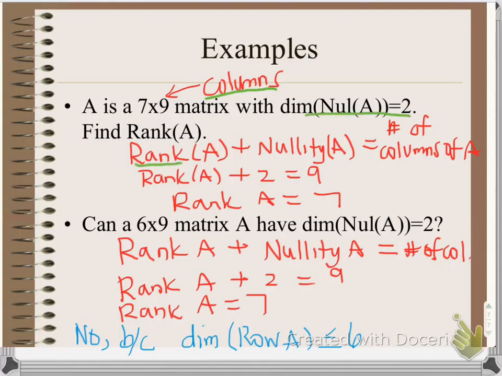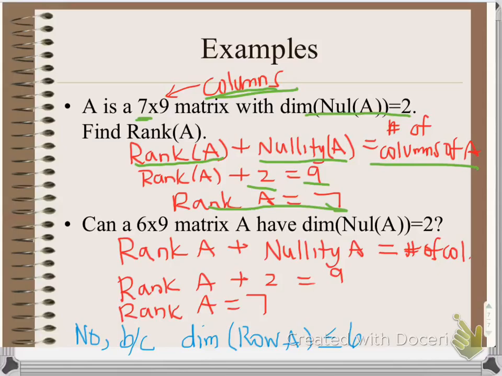Well, we know the rank of A, which is the dimension of our column space, plus the nullity of A, which is the dimension of our null space, equals the number of columns of A. So we know the number of columns, and we're given the dimension of the null space of A. So we can substitute those values in and solve. And so our rank of A is 7, which is interesting. Look at that. Those are the same numbers. Is that a coincidence or not?